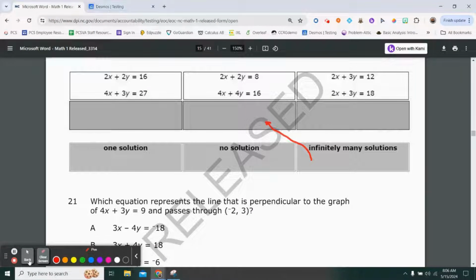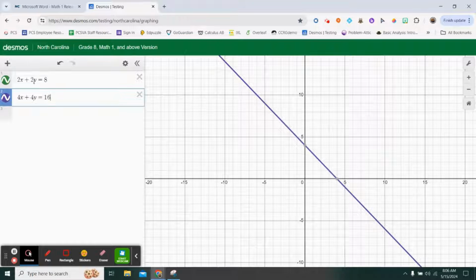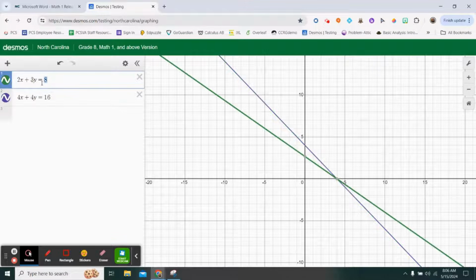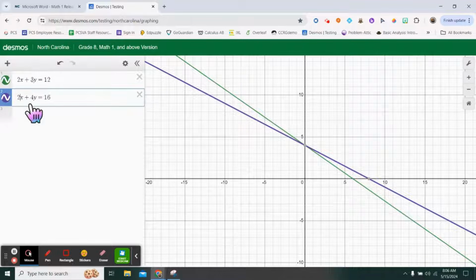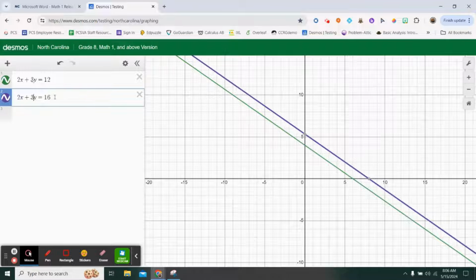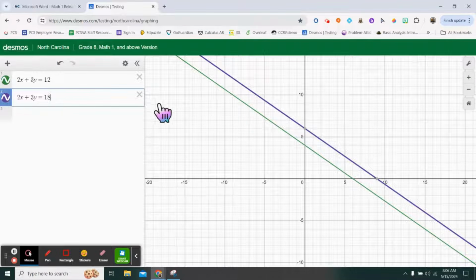All right, now that would mean that my last one would be no solution. If you wanted to type it in to check it, you're going to see that they will not intersect at all because they are parallel. And you can see they don't cross, so they're parallel. So that would be no solution.